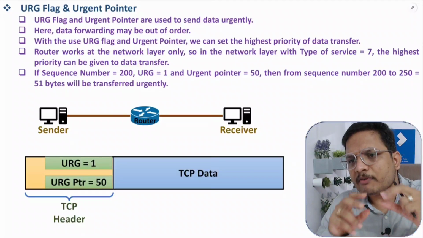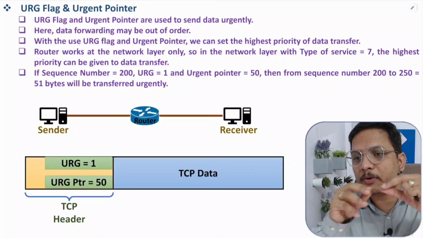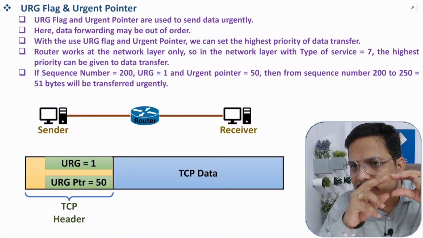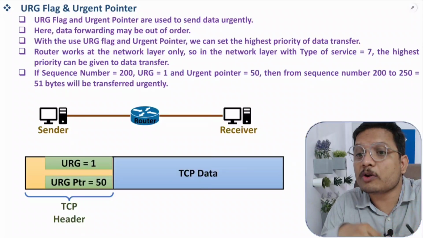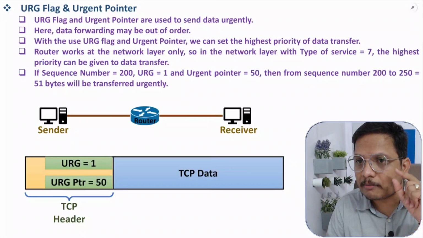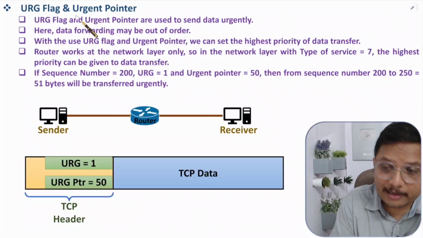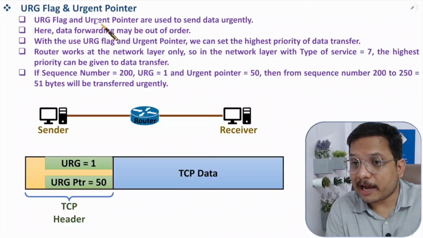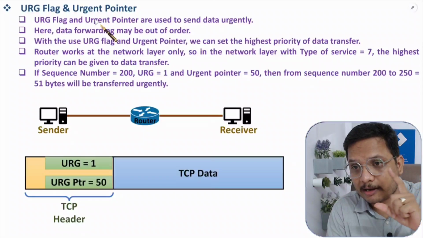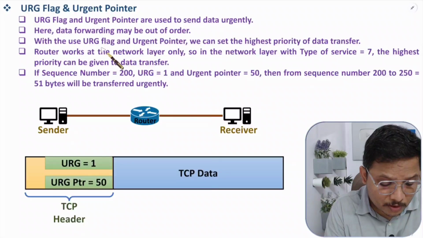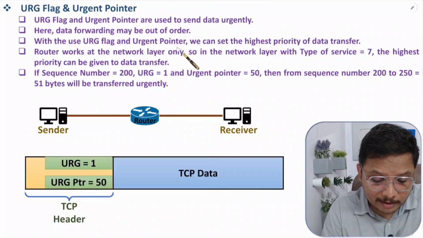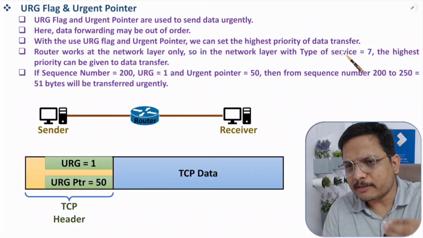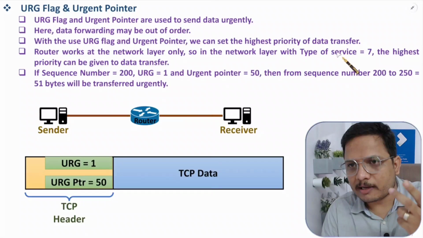Remember, usually we forward data in order, in sequence. But when you have urgent data, at that time you will not follow sequence, you may go out of order, and we do that by having the urgent flag and urgent pointer. So when you have urgent data, those data may be out of order. Remember this. With the use of the urgent flag and urgent pointer, we can set the highest priority of data transfer. Urgent means highest priority of data transfer.